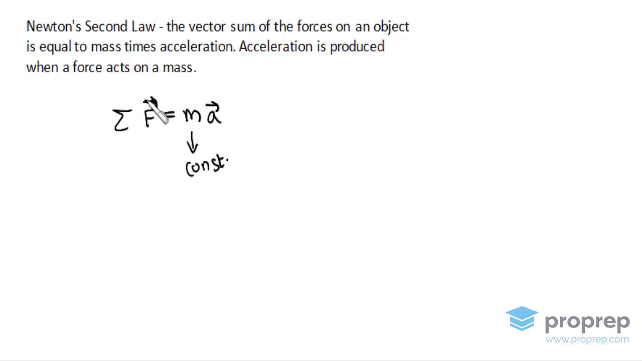Now, because we're dealing with the vector sum, our force is a vector and our acceleration is a vector, that means that we can split up everything into the different components. So let's say we're working in Cartesian coordinates and we have x and y, so we can say that the sum of the forces in the x direction is equal to mass multiplied by the acceleration in the x direction, and the sum of the forces in the y direction is equal to the mass multiplied by the acceleration in the y direction. And of course, if we have a z direction, it's the exact same thing.